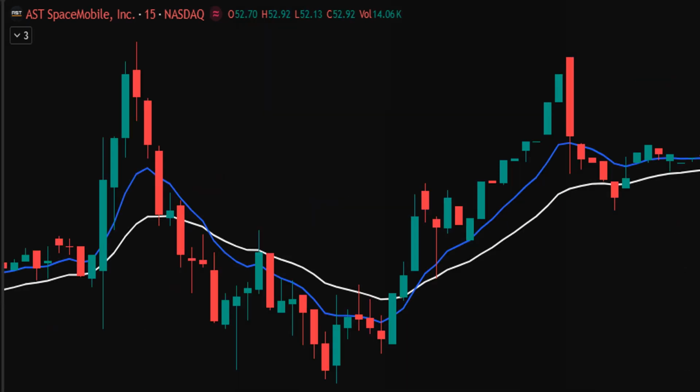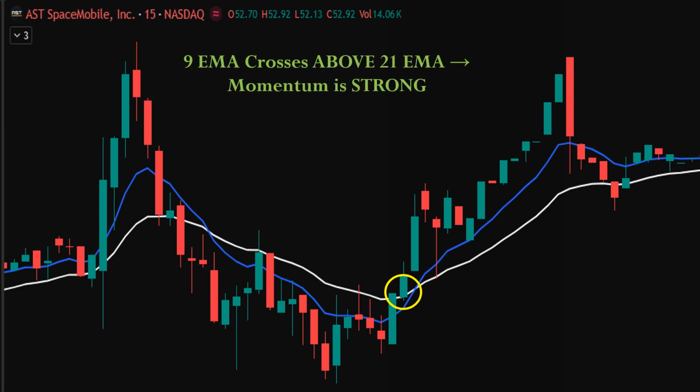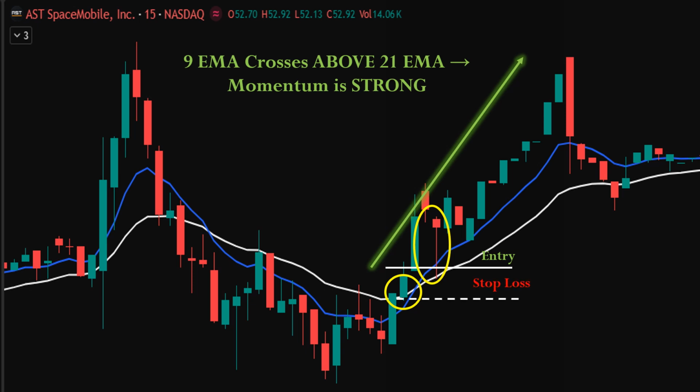So when the 9 EMA crosses above the 21 EMA, it suggests the momentum is strong and you will see a shift to the upside. So you look for an entry when price pulls back to the 9 EMA. That's your ideal entry. And you can see this nice pin bar candle signaling a reversal from the pullback. That's your confirmation signal. Then you can set a stop loss below the previous swing and a target of 1 to 2 or 3 risk to reward ratio.